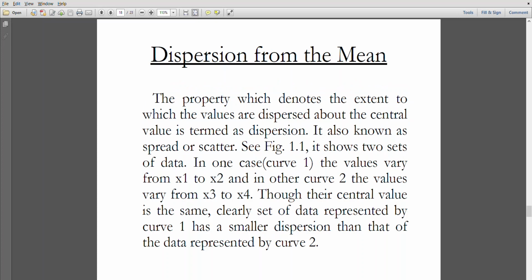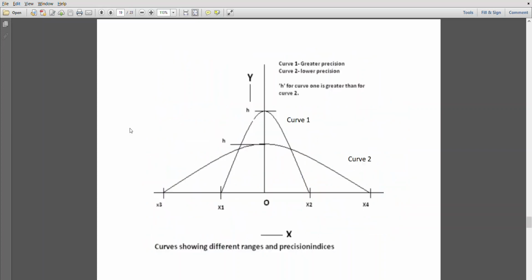Dispersion is the property which denotes the extent to which the values are dispersed or separated about the center value, that is the mean. It is also known as the spread, or the amount of spread or scatter, of the distribution. If you see this, curve 1 has limits x1 and x2, and curve 2 has limits x3 and x4. Based on your previous understanding of static characteristics, you can see that curve 2 is dispersed more widely while curve 1 is dispersed less widely.